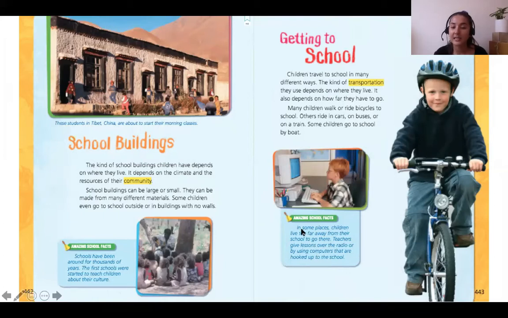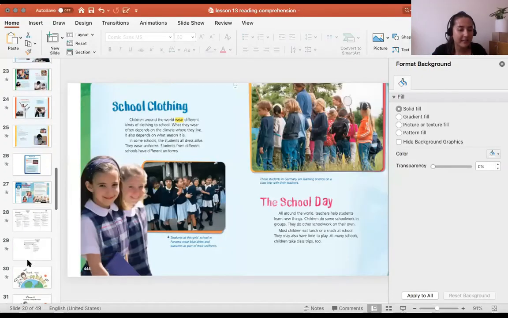Over here, it says, in some places, children live too far away from their school to go there. Teachers give lessons over the radio or by using computers that are hooked up to the school. So here it's talking about how some students don't have to use transportation because they use computers. Again, this is giving us more details about schools. It's not telling us a place that we can go to get extra information. But I think what we got confused about was the word information. So these 2 boxes are giving us more information, but they're not telling us a certain place to go to find more information. Okay, let's go ahead and get started with our lesson.